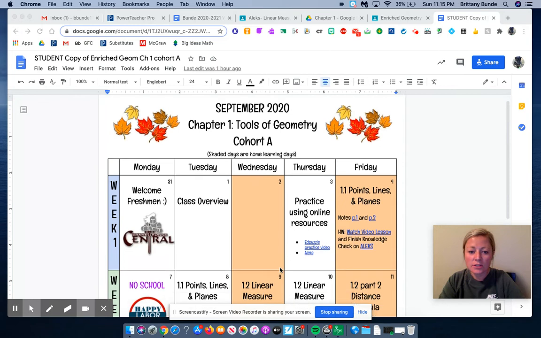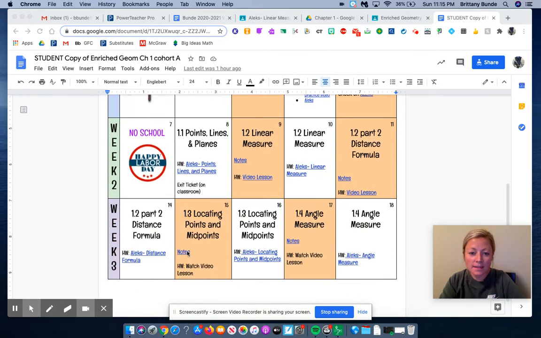So your notes should look like this. We are locating midpoints and other points on a number line.